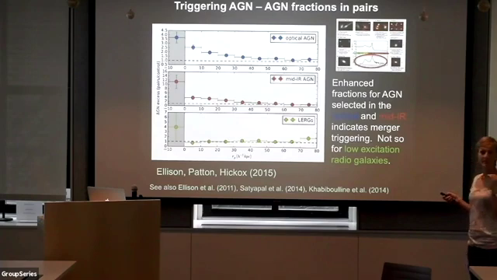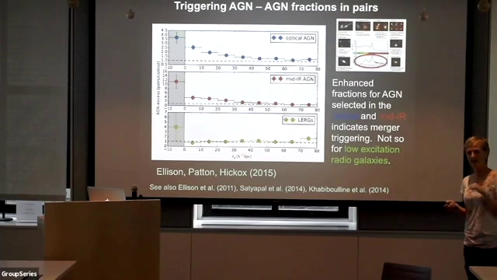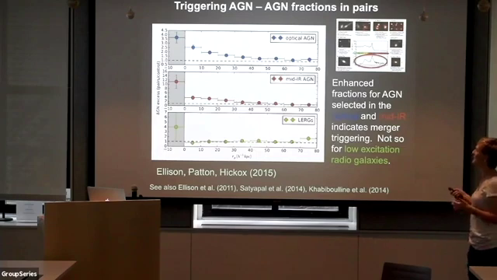And again, we see the peak signal in the post-mergers. So the post-mergers have about a factor of 3.5 to 4 more optical AGN than you would expect for the control sample. I think this is a nice demonstration of a causal connection between the interaction and the triggering of AGN. Then you can do the same thing for mid-infrared color selection.